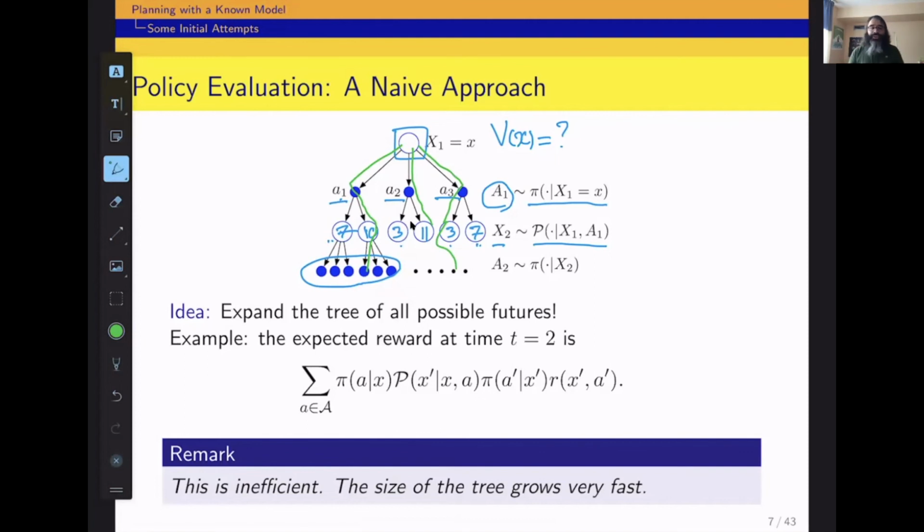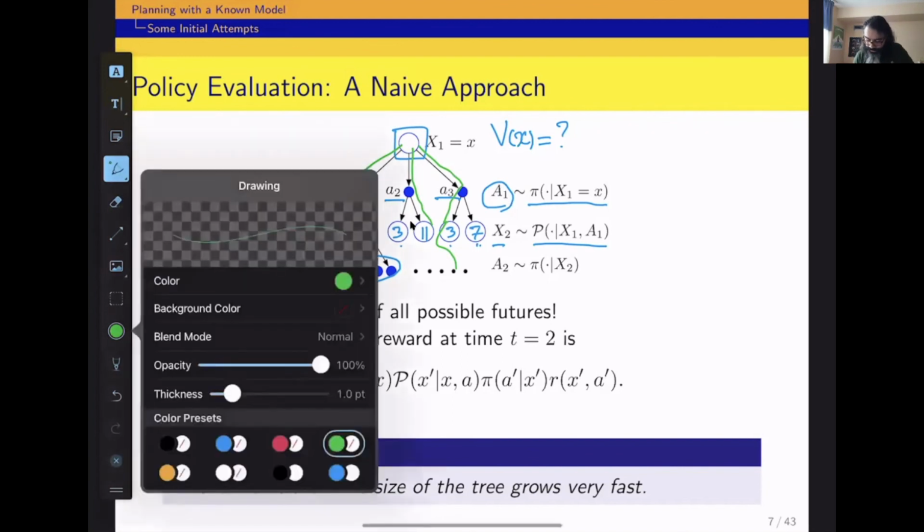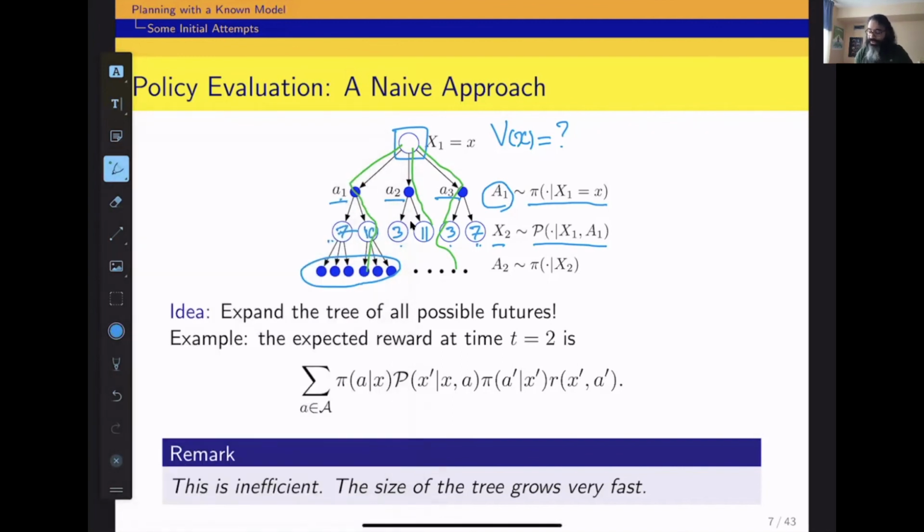And for each of those possible paths, we can compute the reward that the agent gets throughout that path, right? Because we know the reward, we know what state it has been in on each of those paths, so we can compute the reward function. So just as an idea, the expected reward at time t equal to 2 can be computed like this. It looks a bit long or complicated, but it is not. The agent starts from state x.